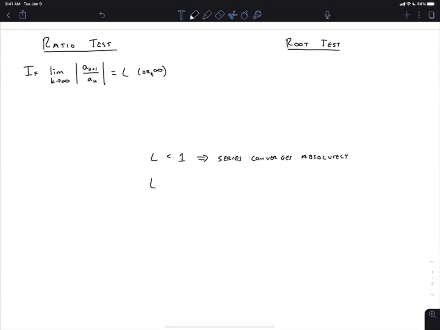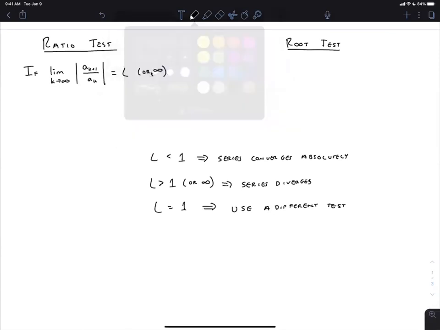If L is equal to 1, my bad, L is greater than 1, or if it's infinity, then the series diverges. And if L equals 1, then you should use a different test, meaning the ratio test doesn't tell you what happens. It could converge or could diverge.